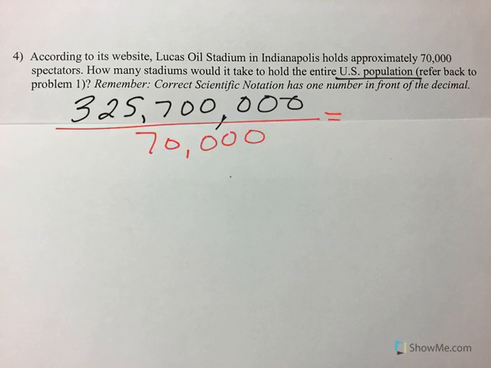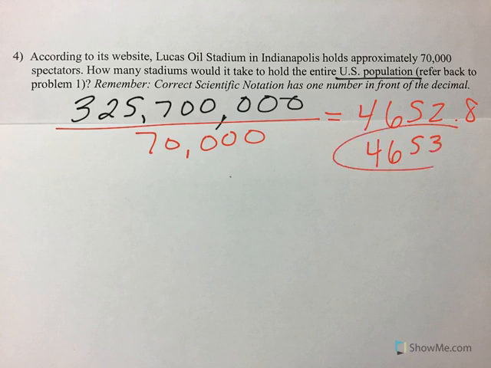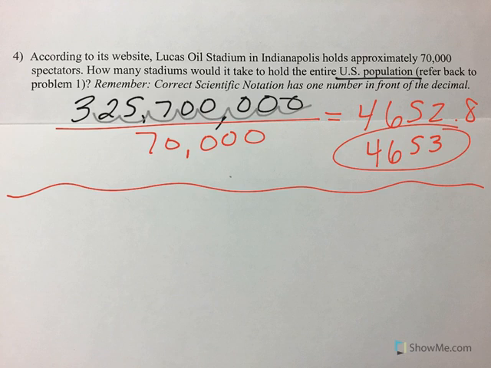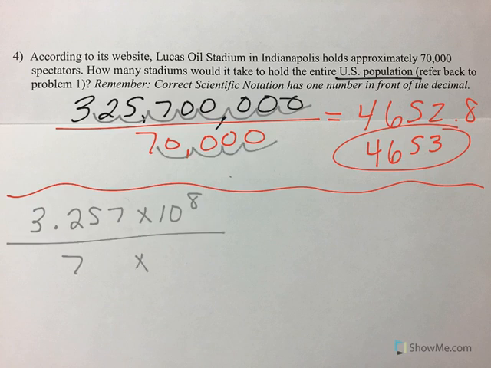Now, if you have two numbers in standard form, you can go ahead and divide those. Go for it, right? So it rounds to be approximately 4,653 stadiums. But I'm going to go ahead and show this in scientific notation because that's how we roll. So the top number, I would move it 8 places and 3.257 times 10 to the 8th. And in the denominator, I'm moving it 4 places, so that's 7 times 10 to the 4th. Now, when I divide the front piece, I get approximately 0.4653 times 10 to the 4th.